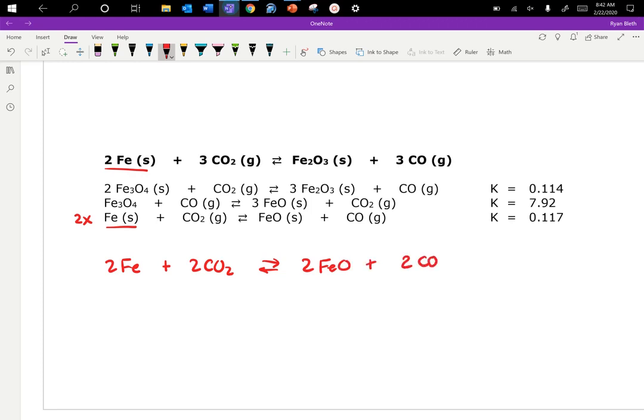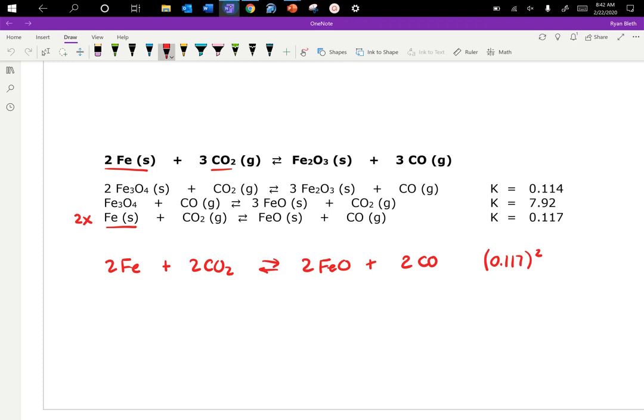Because we doubled our original equation, we're going to take that K value, which was 0.117, and we're going to square it. So we've covered our iron, got that taken care of. We've actually also taken care of 2 of our carbon dioxides that we need in that eventual reaction. So we have 2 of these accounted for, but not the third one, so that'll have to come from somewhere else, right? What else can we pull out of these and use for some of these?